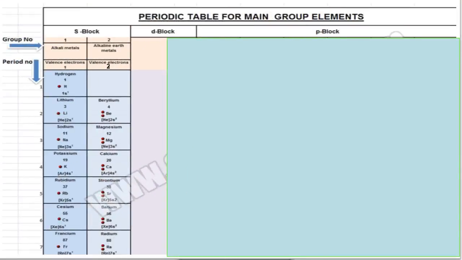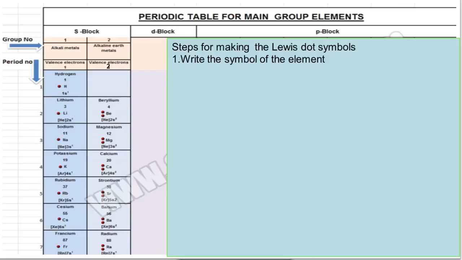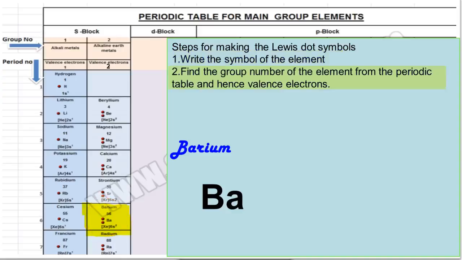For making a Lewis dot symbol, the very first step is to write the symbol of the element. Here I have selected barium as an example. Symbol of barium is Ba. Second step is to find the position of this element in the periodic table and predict its valence electrons. Barium is in group number 2, its valence electrons are 2.